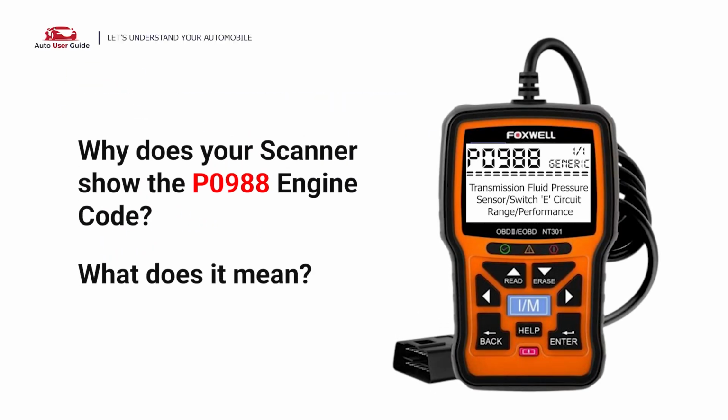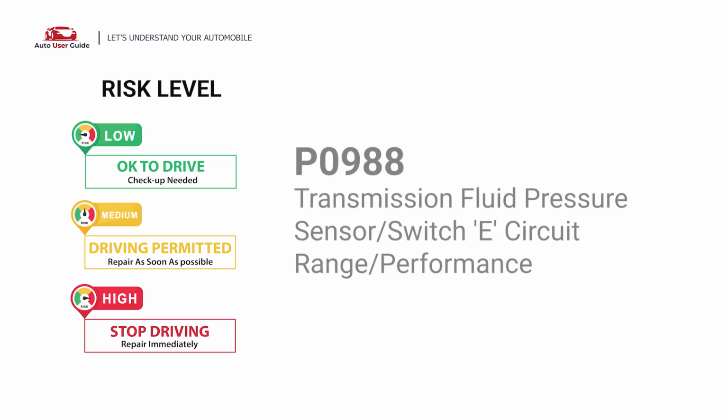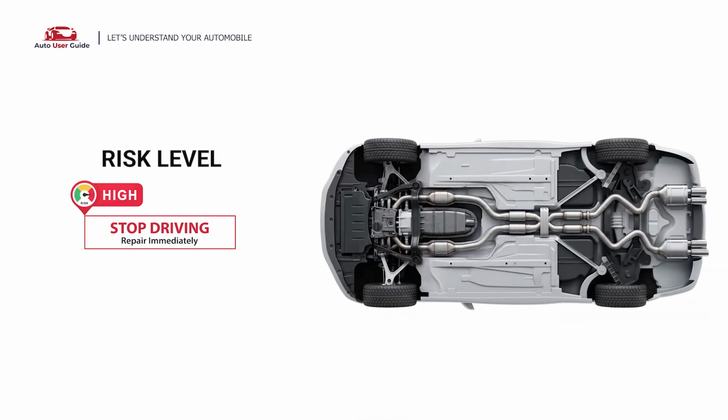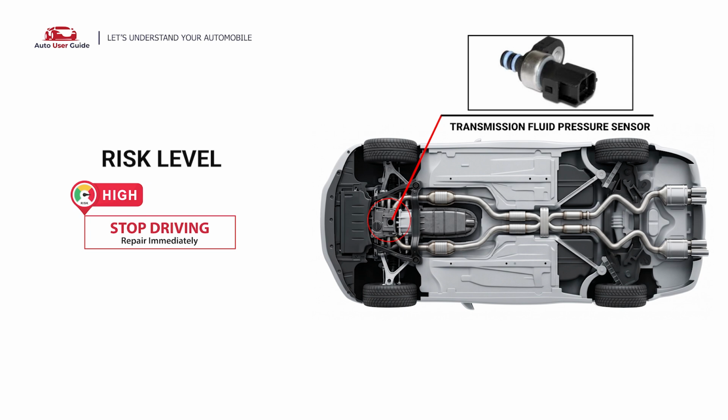Why does your scanner show the P0988 engine code? What does it mean? P0988 is a diagnostic trouble code for transmission fluid pressure sensor or switch E circuit range or performance. The P0988 engine code indicates a problem.